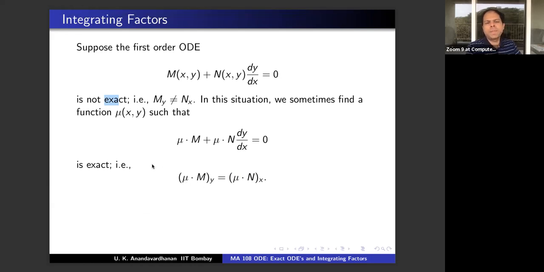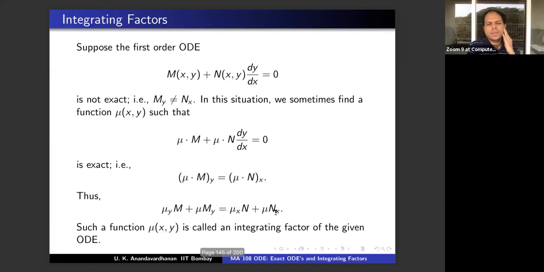Okay, mu m subscript y is mu n subscript x. Suppose it happens, and expand this. What is mu m subscript y? It is mu y m plus mu my equal to mu x n plus mu nx. Suppose you get a function mu such that this is true. Then such a mu is called an integrating factor, and you would have got a closed equation. And if you are in a nice domain, it is also exact, and you can use your method of exact differential equations to solve it.